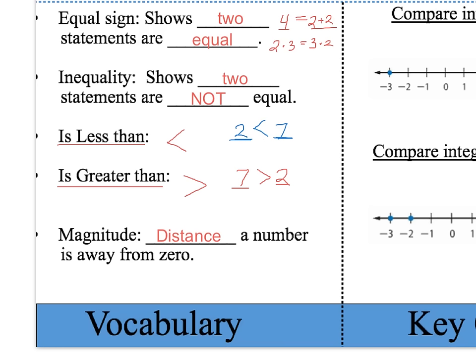And then finally, the word magnitude. We talked about this in a previous lesson. It's the distance a number is away from 0. So whenever you hear the word magnitude, I want you to think about an earthquake. This is how scientists measure how large an earthquake is. So let's keep that in mind when we talk about magnitude.